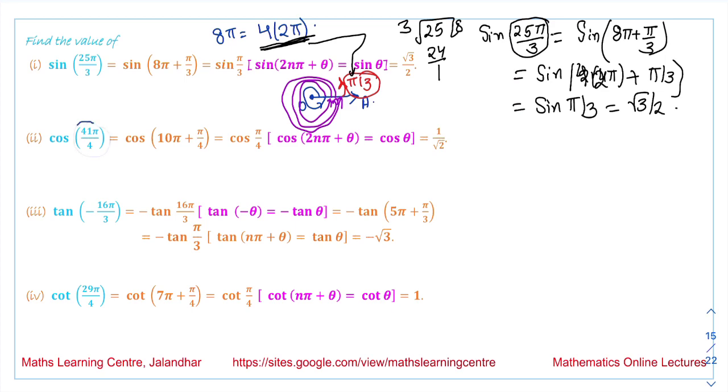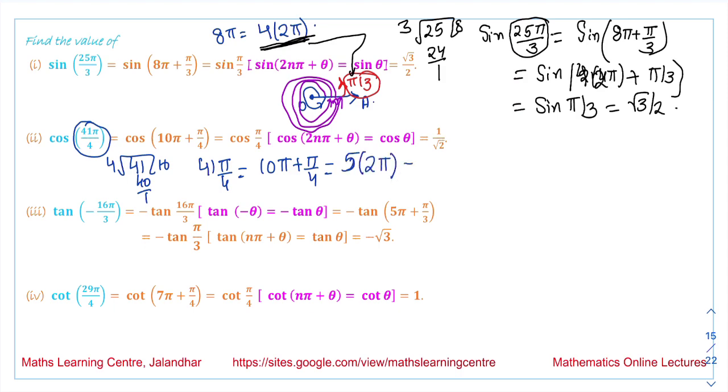Next angle we have is cos of 41 pi by 4. So if we divide 41 by 4, the answer we obtain is 10 and remainder 1. So 41 pi by 4 we can write as 10 pi plus pi by 4. This is equal to 5 into 2 pi plus pi by 4. It means it has made 5 complete rotations. After that we have an angle of pi by 4. So the answer will be equal to cos of pi by 4, and that is equal to 1 by square root 2.